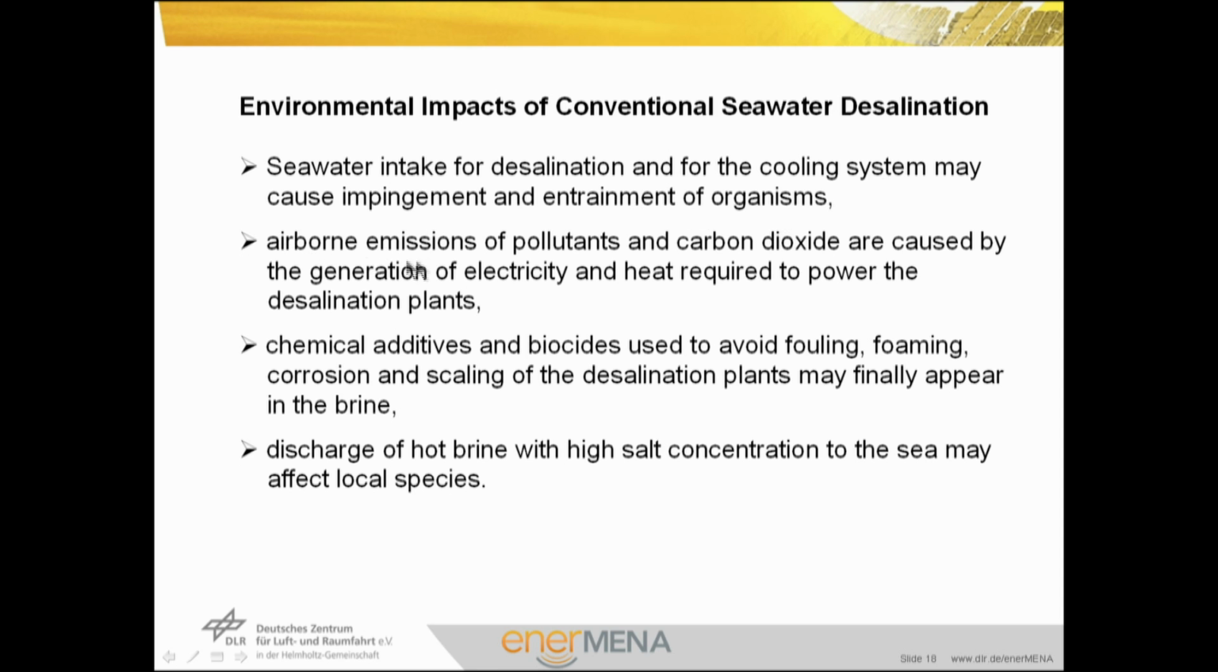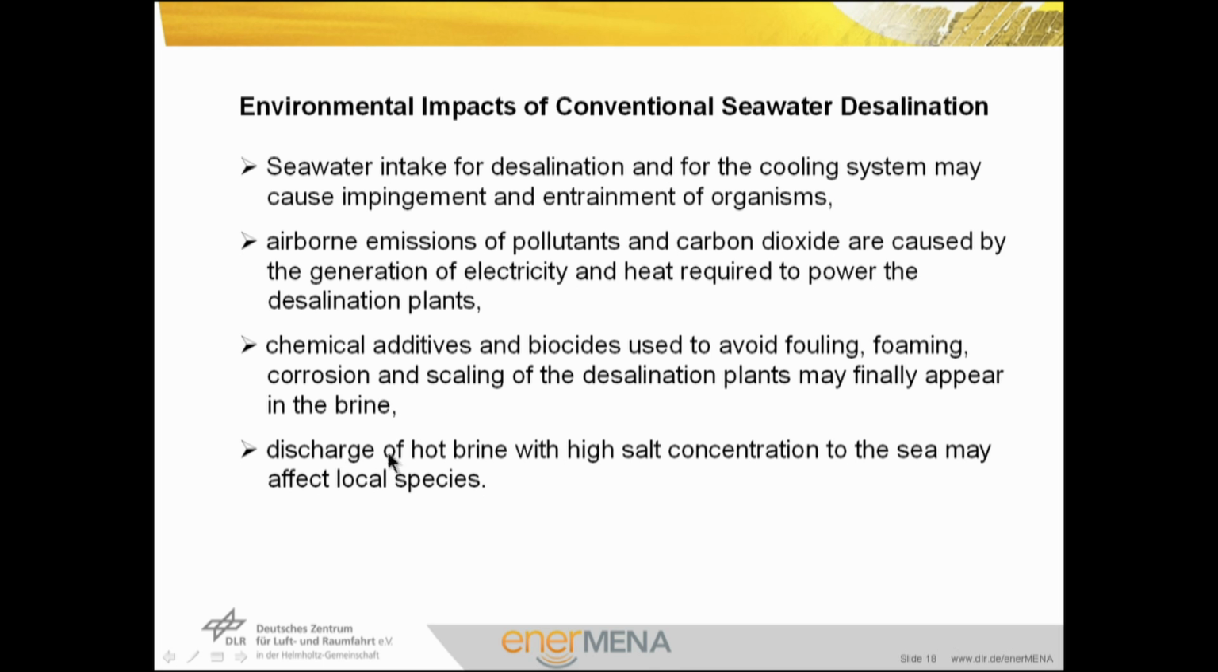We will have airborne emissions of pollutants and carbon dioxide that are caused by the generation of electricity and heat required to power the desalination plants, and this amount of energy is considerable. We will have to add chemical additives and biocides in order to avoid the fouling, foaming, corrosion and scaling of the desalination plants. And these chemical additives may finally appear in the brine and be rejected to the seawater.